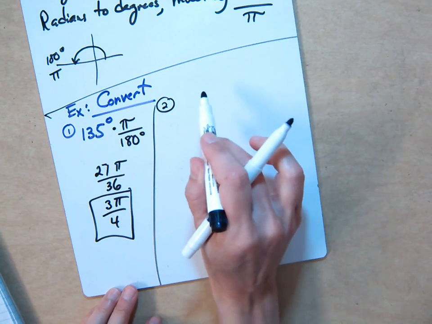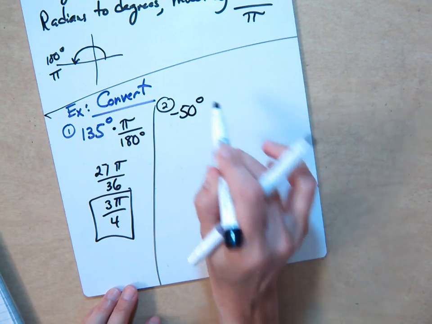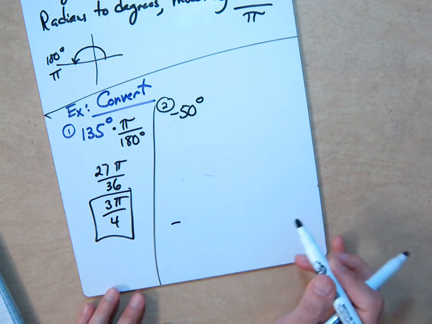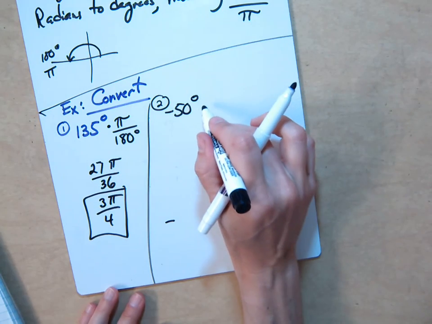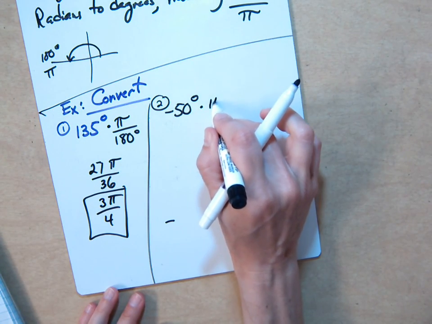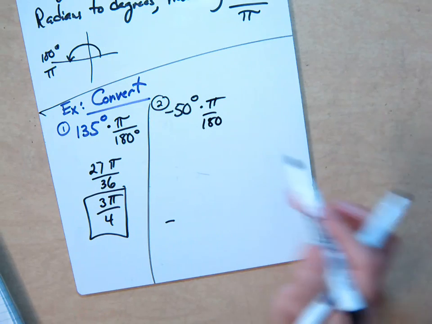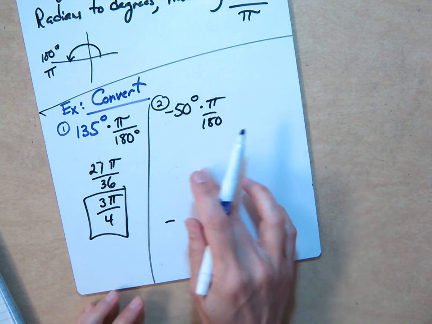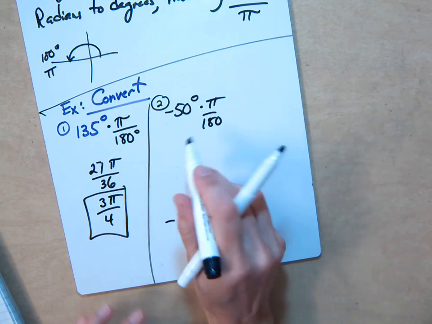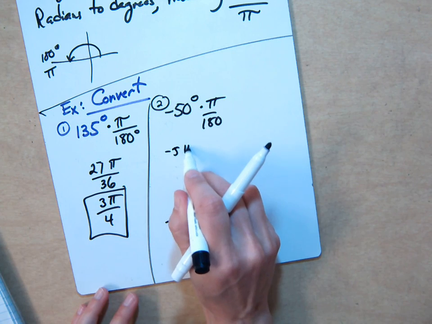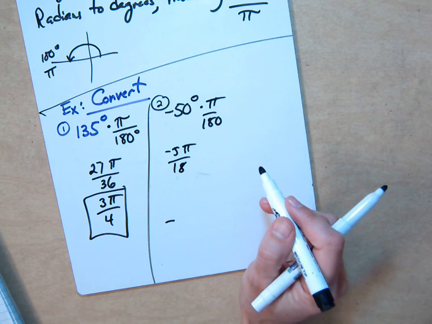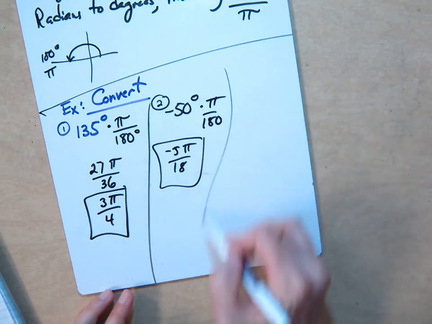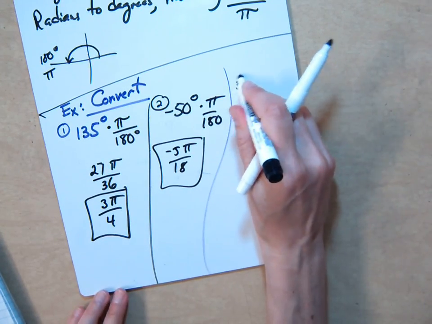Let's try another one. Let's do negative 50 degrees. So we're rotating in the negative direction, so our answer is going to be negative. I'll just put that at the end right there. But I want it in radians. So what do you multiply by? Pi over 180, and you have to simplify. So what divides in evenly? 10. Good. So that's negative 5 pi over 18, and I think that's it. That's actually done. And that one is actually not on the unit circle.